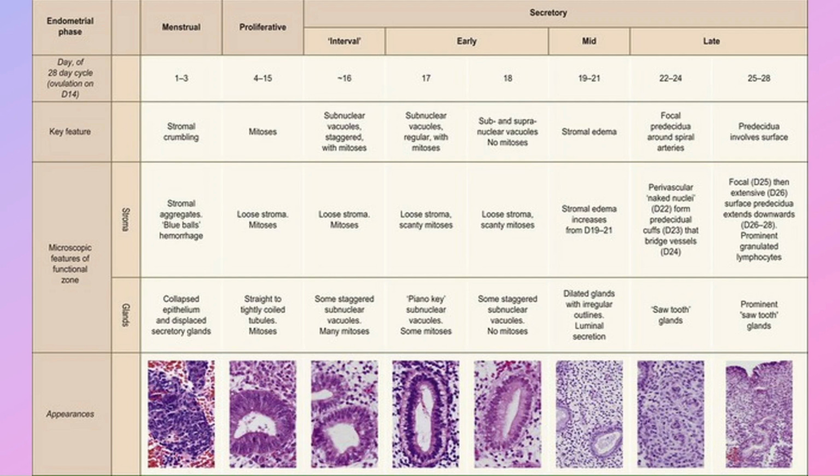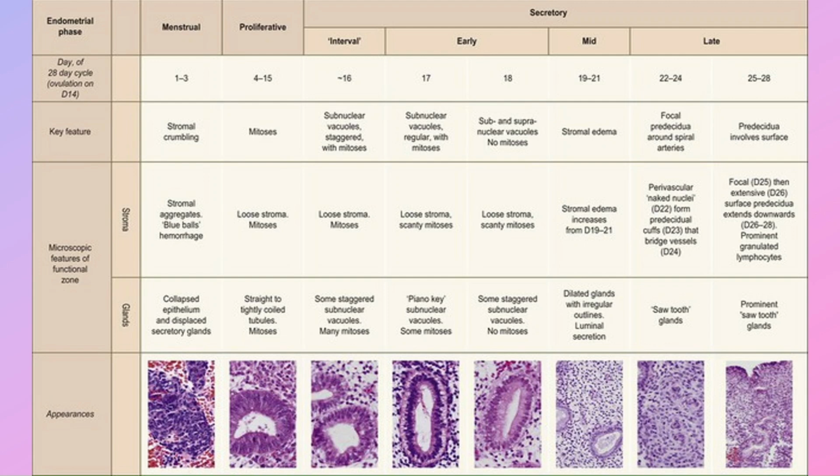The next phase is the proliferative phase, which is from day 4 to day 15. The key feature of the proliferative phase is mitosis. The stroma is loose, but mitosis is observed in the stroma. The glands are straight to lightly coiled, and mitosis is also seen in the glands. The next phase is the secretory phase. Day 16 is called the interval phase, where subnuclear vacuoles are seen in the glands, but they are irregularly arranged. Mitosis is observed in both stroma and glands.